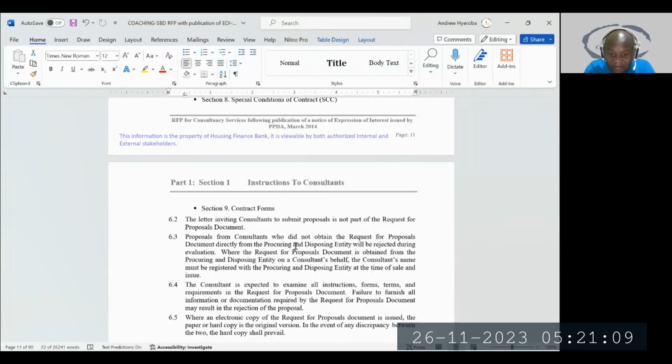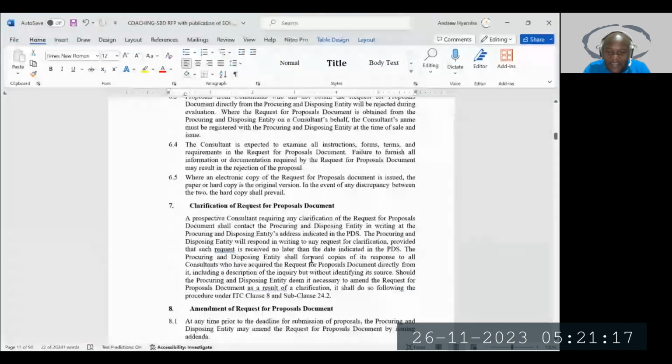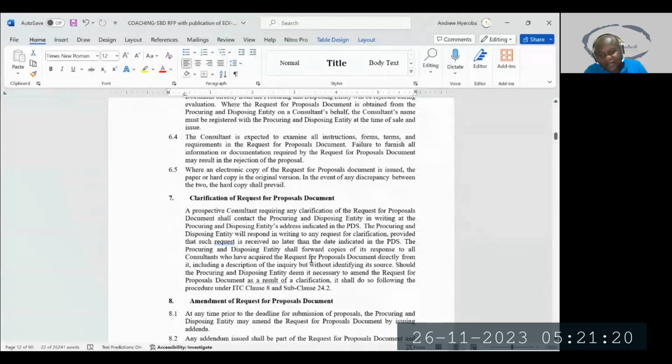But you have to be as meticulous as you would with any other bid, because if you miss out on details in the forms, you might miss out on the procurement. If you need any clarifications, you shall contact the procurement and disposing entity. They call them PDEs, by the way. So PDEs are government entities or bodies. Entities are ministries, departments, or agencies that have the mandate to procure services, goods, and works from the public or any other contractors.